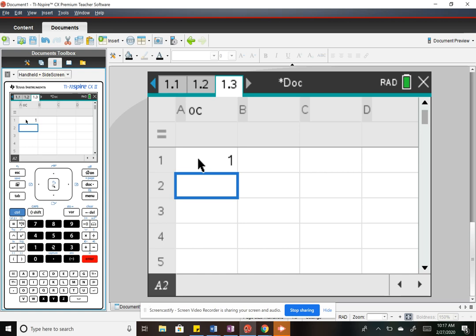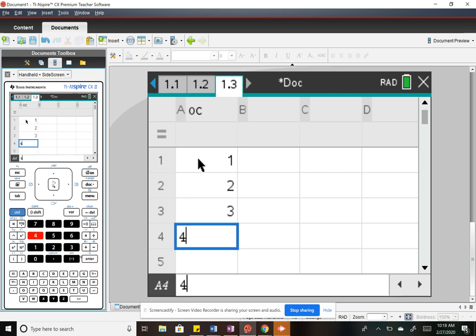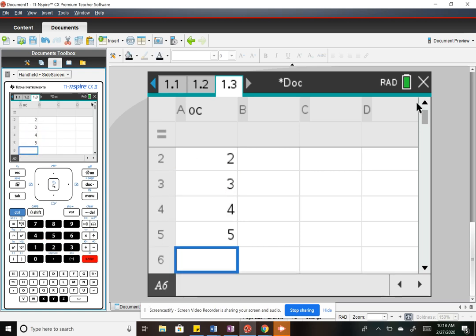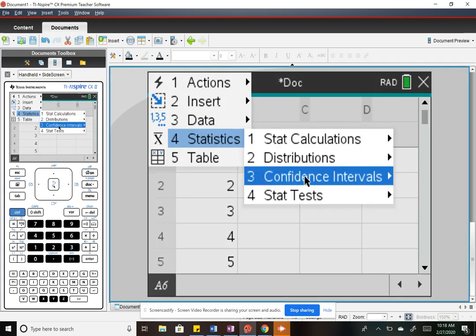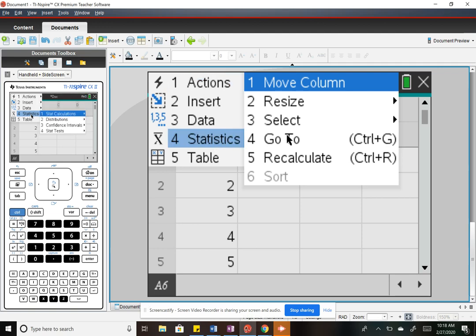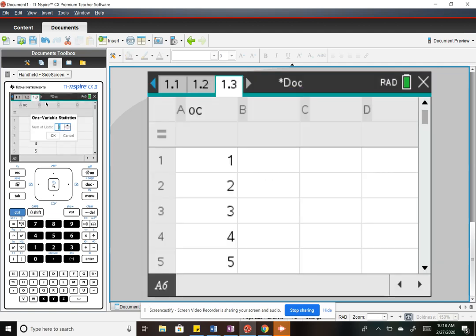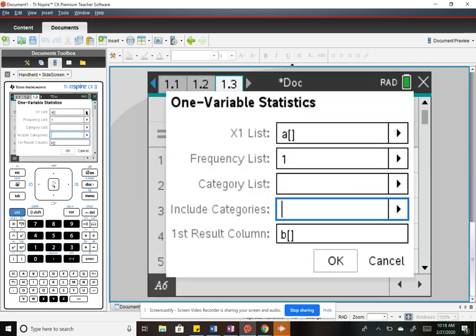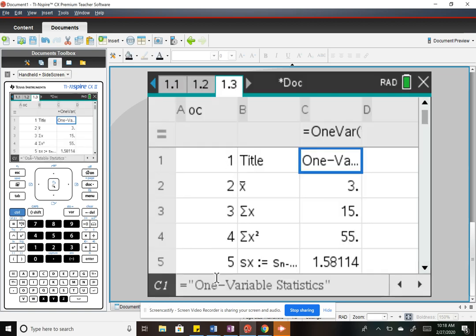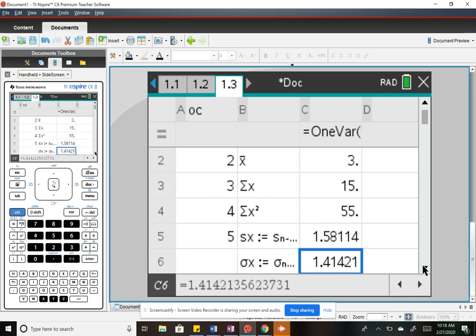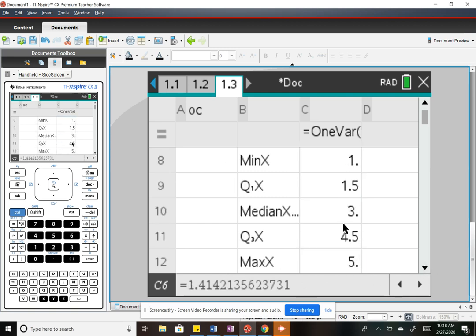I'm going to give you a basic number set, one that even my toddlers could come up with. 1, 2, 3, 4, 5. Get some basic stats. All right, so 1, 2, 3, 4, 5. Our mean is 3. Standard deviation is 1.4. Median 3, and our IQR 4.5 to 1.5 is still 3.